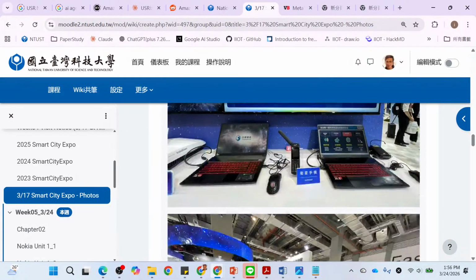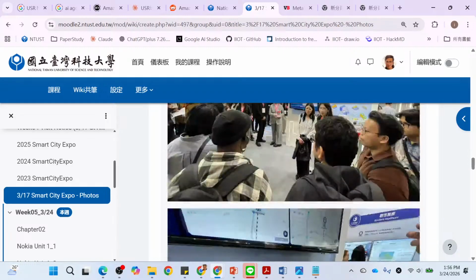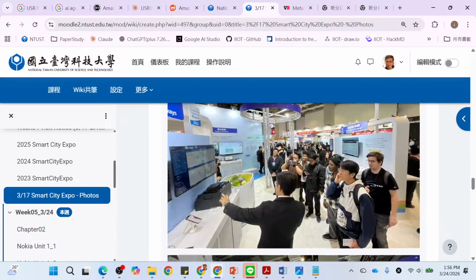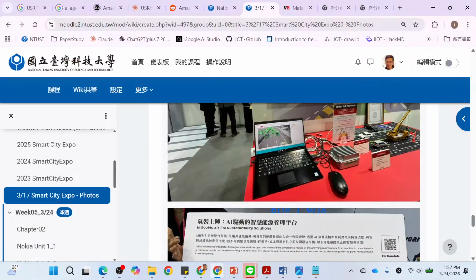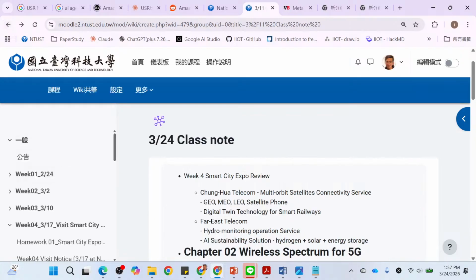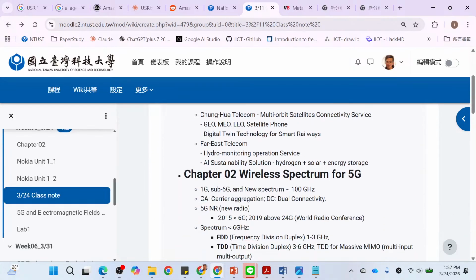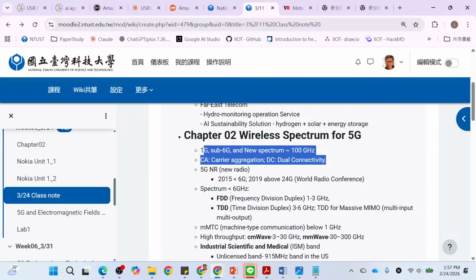That's the orbit, the satellite, right? And that's the application. Okay, I think you know this, right? But how can we construct that? First, we have to know how to select the wireless spectrum which can deliver good signals.